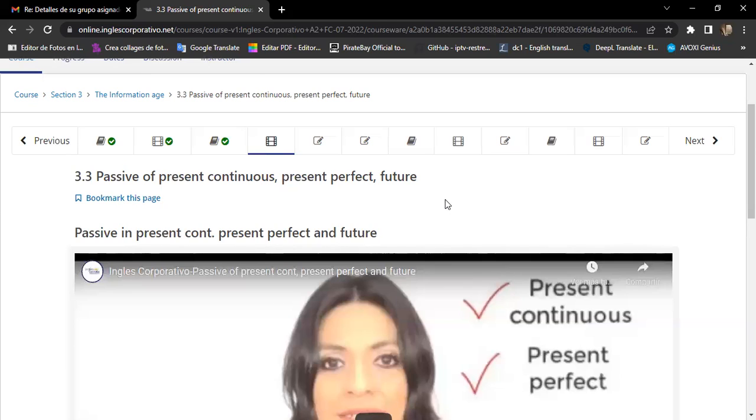Now, normally, human people, us, we normally speak active always. But sometimes we speak passive, because sometimes we want to make the object more important.